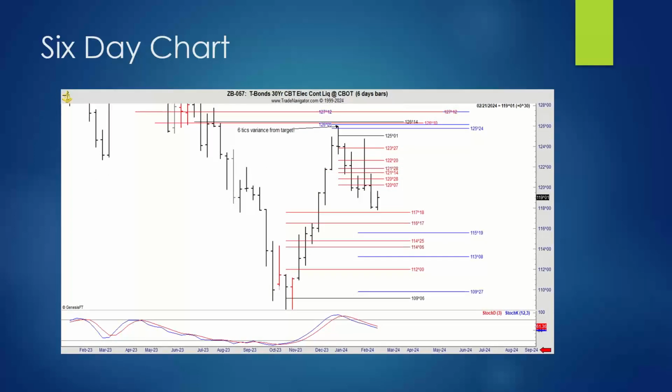This next chart is of UST bonds. Same comment: they give you a completely different view of the key support and resistance, so you know where it is well in advance.